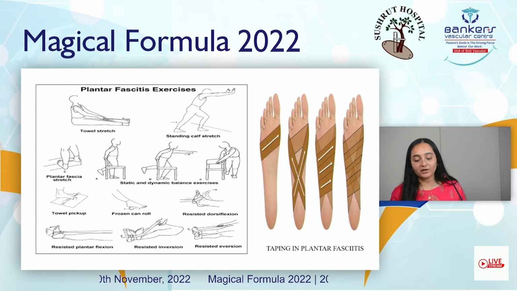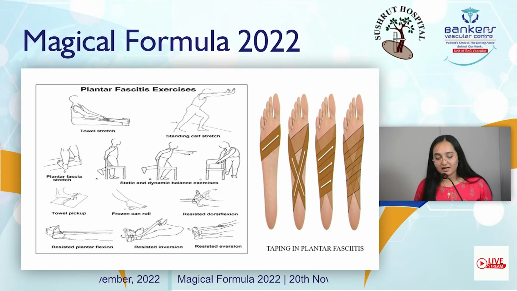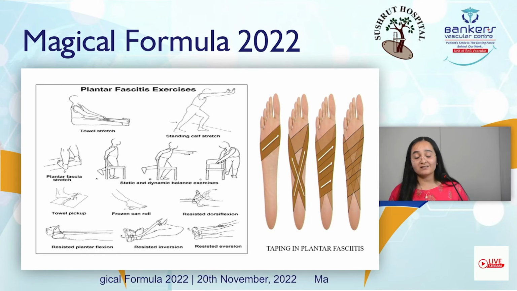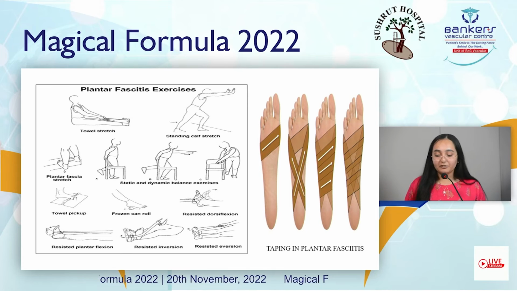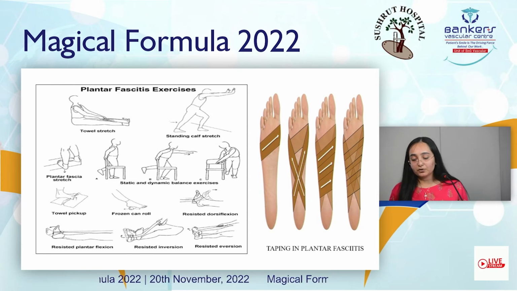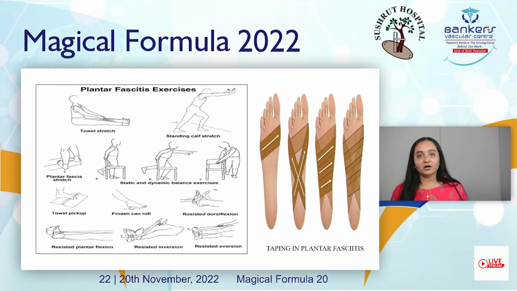So these are the commonly incorporated plantar fasciitis exercises: towel stretch as we heard, standing calf stretch, plantar fascia stretch, static and dynamic balance exercises, because in plantar fasciitis balance is affected due to the inflammation. Towel picking up, that we can consider as a toe curling exercise. Frozen can roll. Resisted dorsiflexion can be given to the patient. Resisted plantar flexion, inversion and eversion activities. Taping can be given to the patient. The steps are given accordingly.